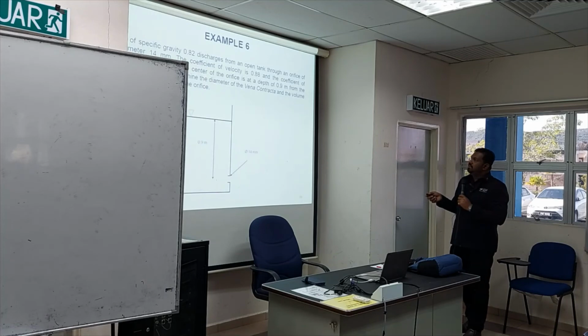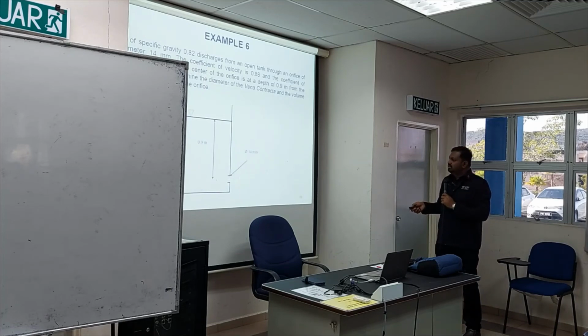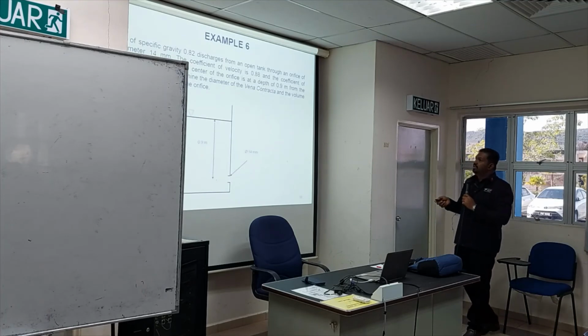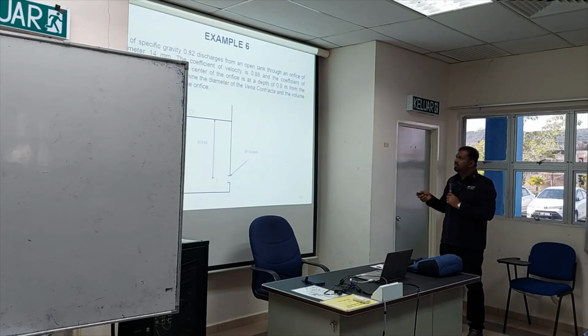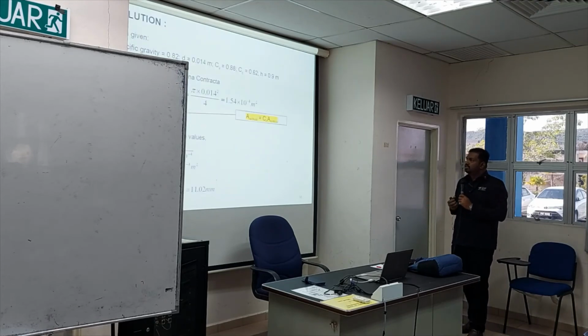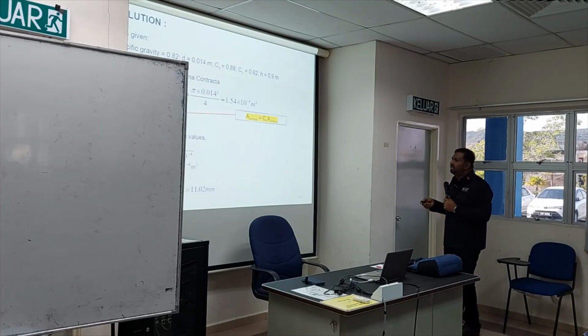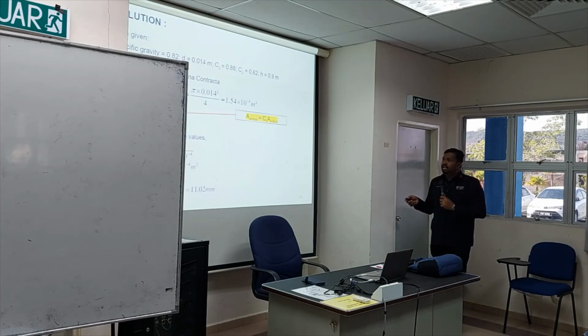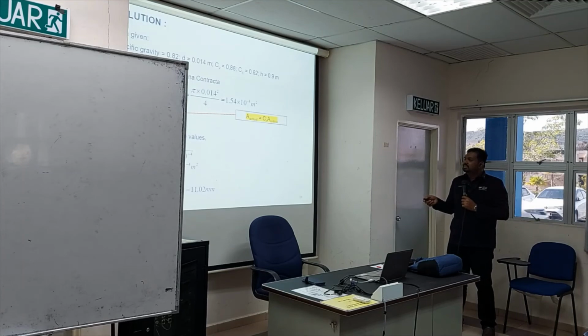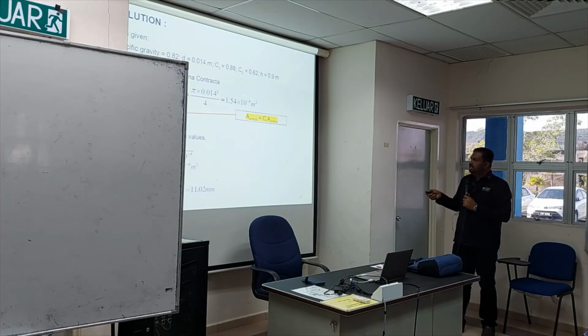Okay. So determine the diameter of vena contracta. So dia suruh cari diameter of the vena contracta and the volume flow rate of oil through the orifice. Dia dah bagi specific gravity of the oil lah. Okay, so the solution, the data given, saya dah letak dekat atas. So find the diameter of vena contracta. So first is the area of orifice. You dah boleh cari. So it's given the diameter. So this is the area.